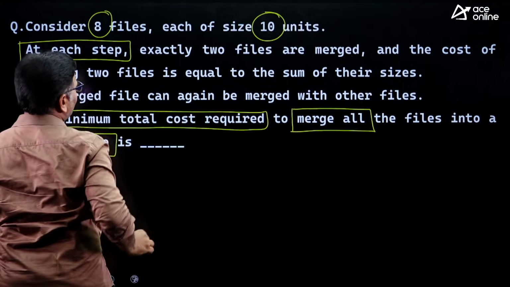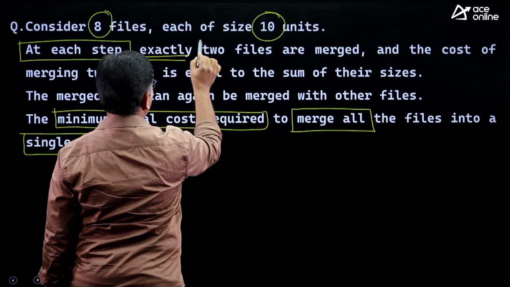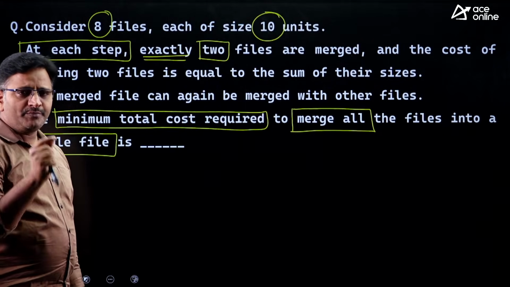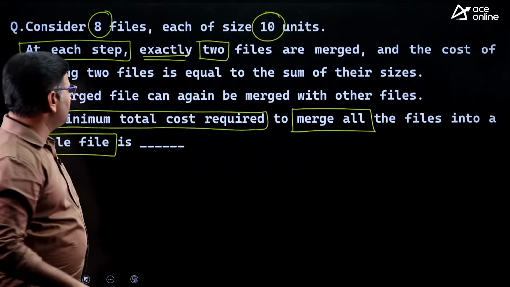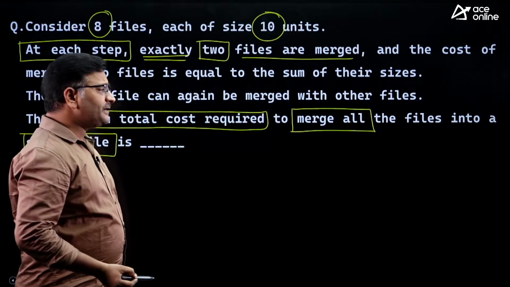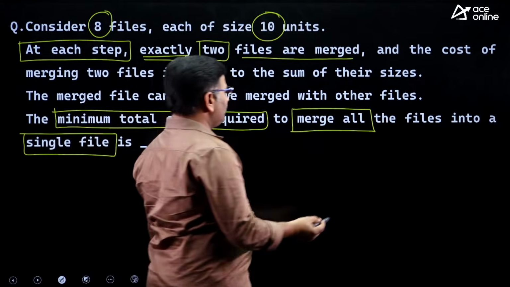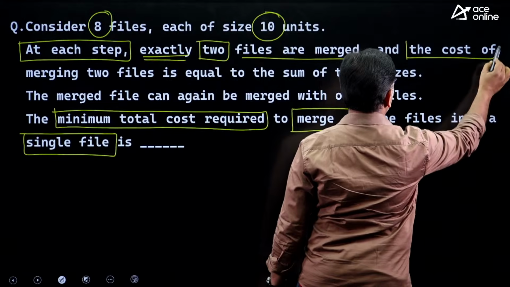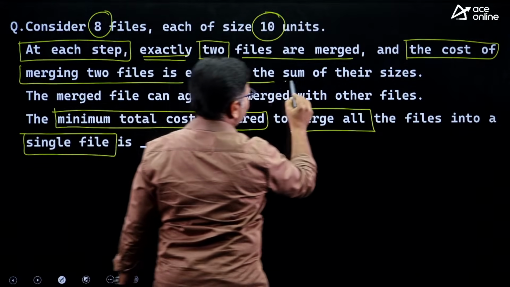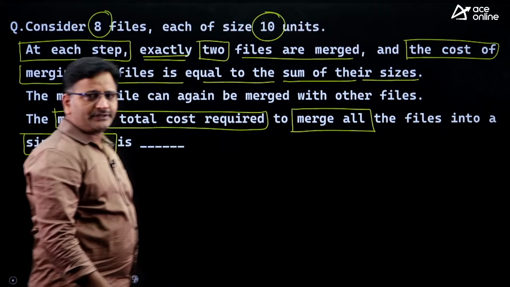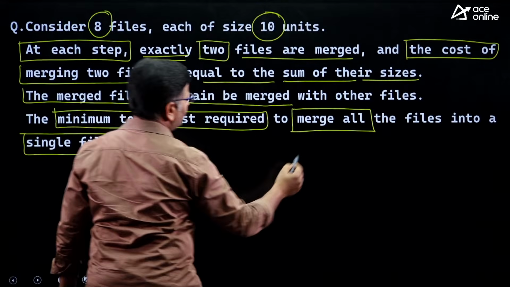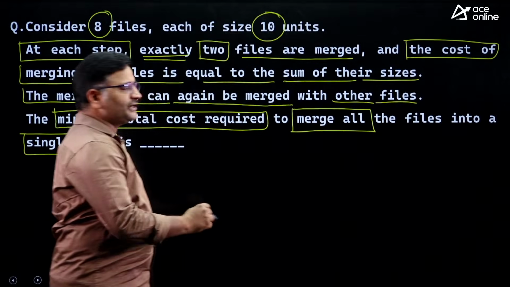At each step, how many files do we need to select? Exactly 2 files. To minimize the total cost, the constraint they provided is that at each step exactly 2 files are to be merged. After merging, how do we know the number of movements or the total cost? The cost of merging 2 files is equal to the sum of their sizes. The merged file can again be merged with the other files. These are the conditions, friends.